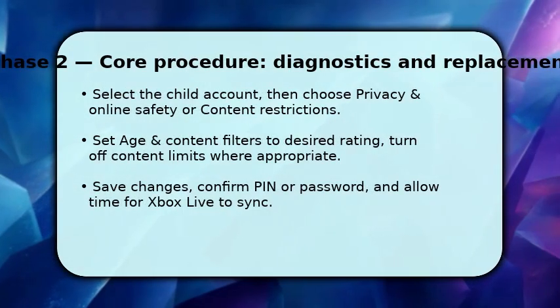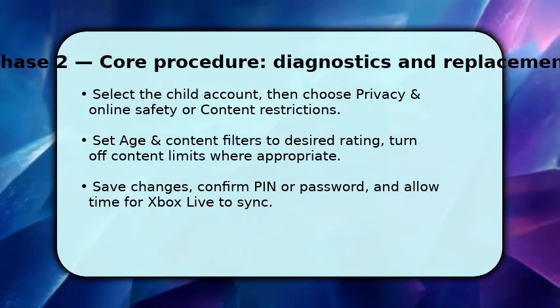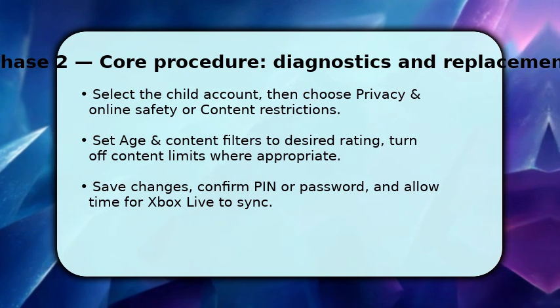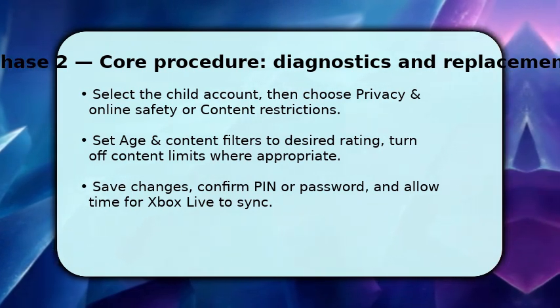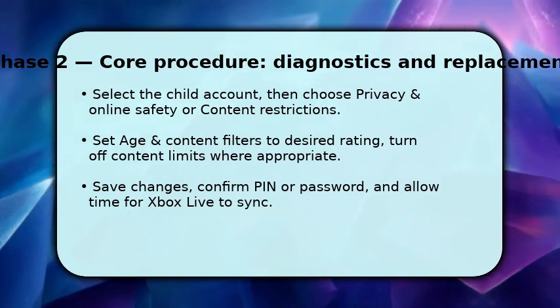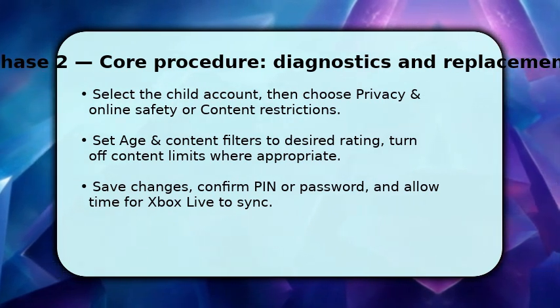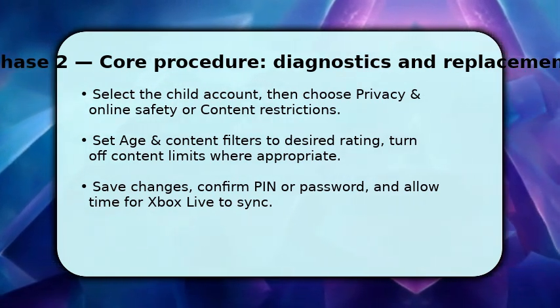Now choose the target child or managed account and open content restrictions or privacy and online safety. You can change age-based content ratings, unblock mature titles, and allow apps and multiplayer. Explain why you're changing each setting. Make sure to enter your account PIN or password when prompted, because that secures the change.